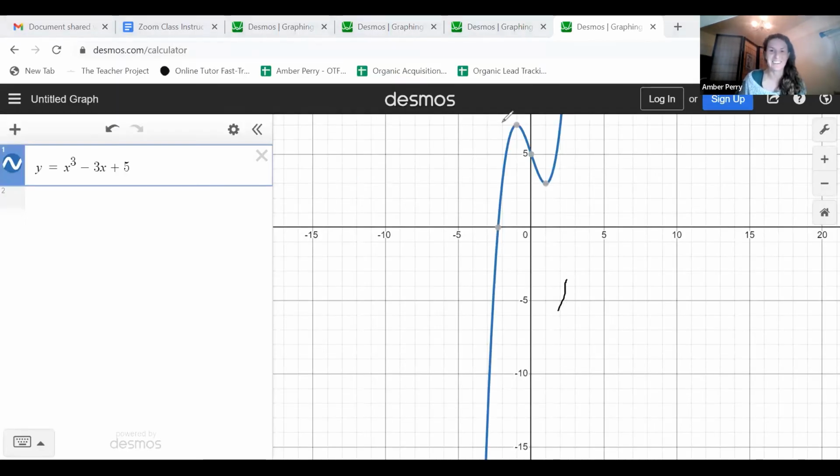Yeah, I'm so sorry. Here we go. Right. So this one is just a one root one, okay? Because it goes through that x-axis at one point. Okay.